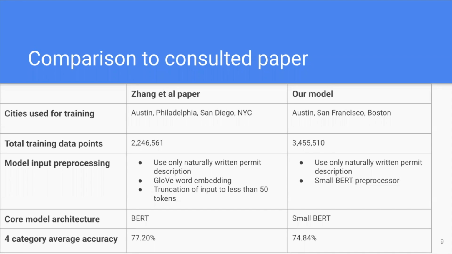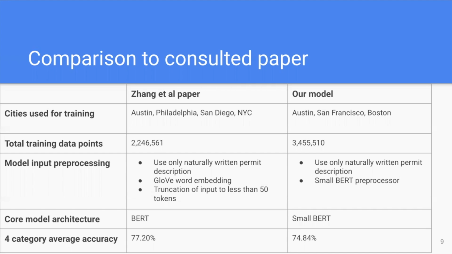In terms of model input preprocessing, the paper used a lot of preprocessing methods, including only training with the permit description, as well as using a word embedding mechanism outlined by Chloe. And then they also truncated the input to have less than 50 tokens. We didn't do the last 2. We used the naturally written permit description like they did, but for the rest of the preprocessing steps, we left it up to the small BERT preprocessor that was outlined by the BERT model to do our preprocessing.